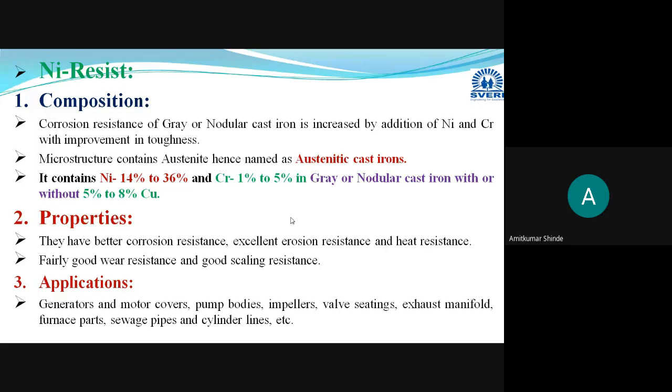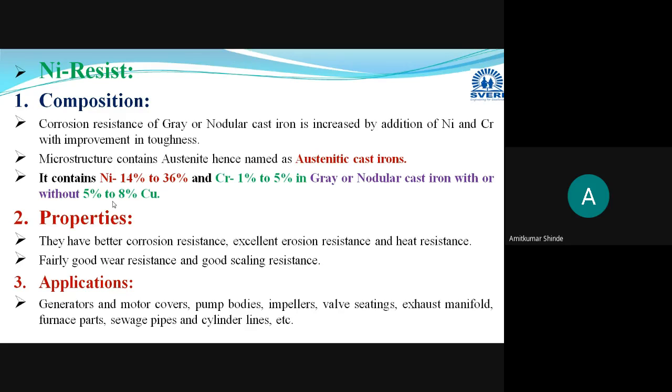In nickel hard, martensite and austenite phases are there. Due to that martensite, you get higher values of hardness, but here only austenite is present. That's why these cast irons are also known as austenitic cast iron. Now what about the composition? In the gray cast iron, we are adding a higher amount of nickel, from 14 to 36% nickel, and 1 to 5% chromium. And in some specific types, we are adding copper also.